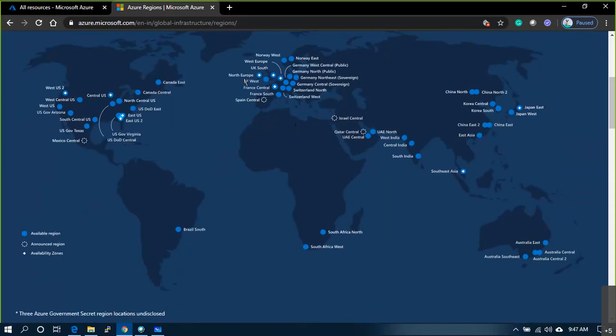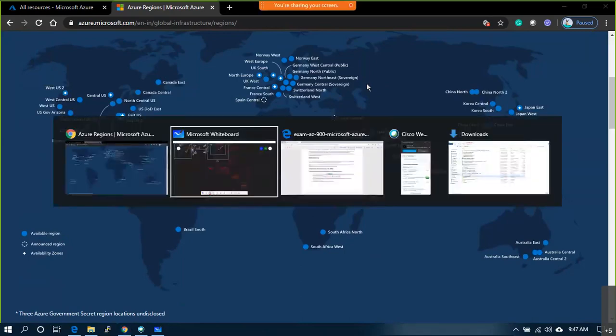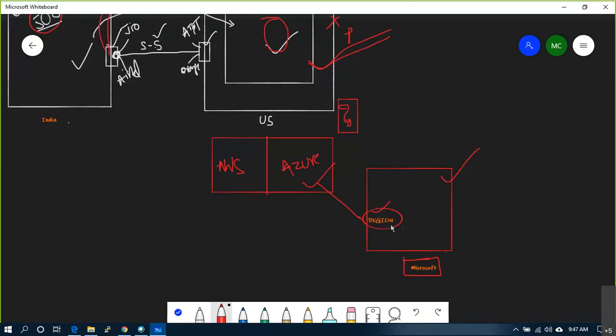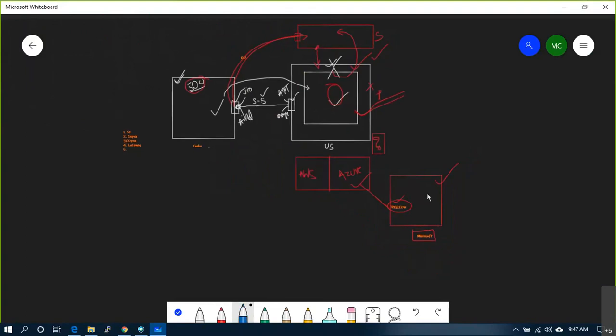If you look, some of the regions have a diamond inside, and some of the regions are simply shown in blue color. Do you understand the difference between a region and an availability zone? What is it? Anyone? No? No. So if I say region, it means one data center, blindly. But in some of the cases, there is a small diamond mentioned inside, and they are saying availability zones.